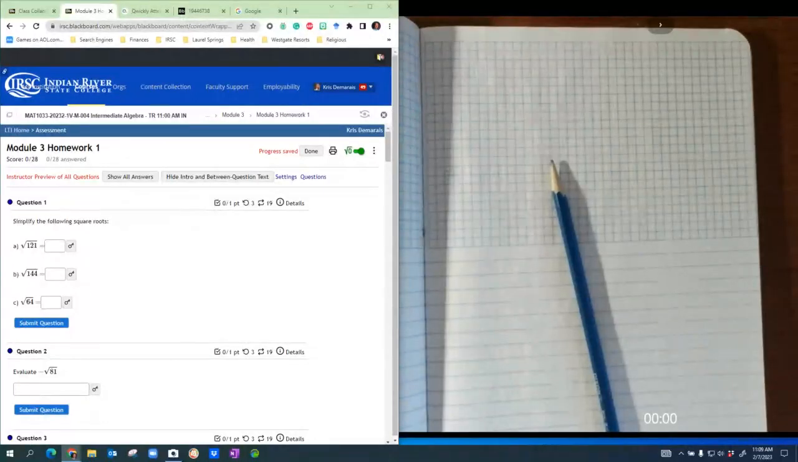Alright, we're going to go ahead and cover Module 3, Homework 1 now. So the first question here says, simplify the following square roots.